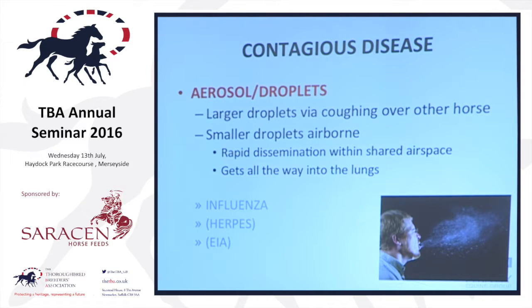The last one, which is important when we think about the most contagious diseases, is aerosol, which can be large or small, but these can be spread over a very large distance. So flu is the best one at doing this. If you have one horse in a shared airspace, so in a barn, that gets flu, every horse in the barn will get flu. No matter what you do and how quickly you move them out of there, they're all going to get it. Herpes also spreads this way. It's not quite as good. It can spread up to about 50 metres at best. It's probably not usually that effective. And a few other things as well.